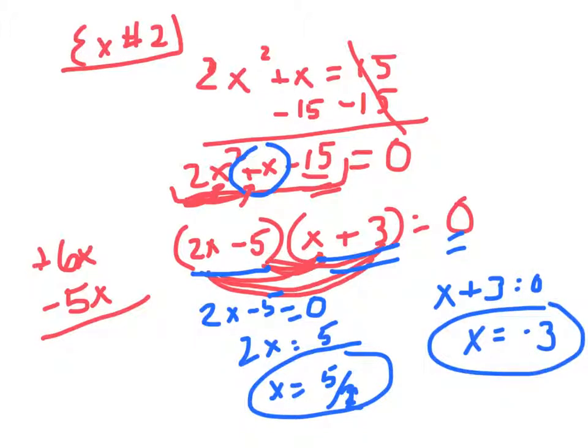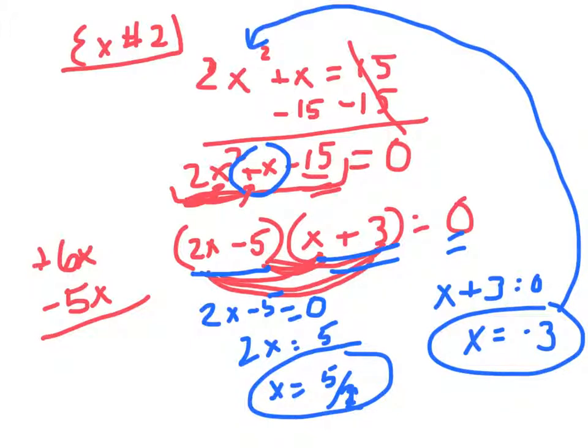If I take either of these solutions and plug it back in for x, I would end up to get 15. And if I did it with the other one, I'd also end up to get 15. So that's how you solve quadratics that can be done by factoring.